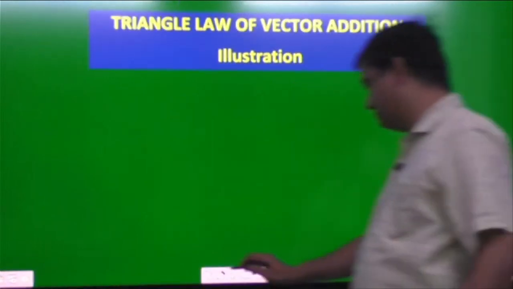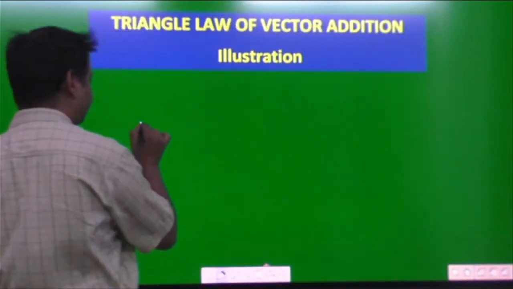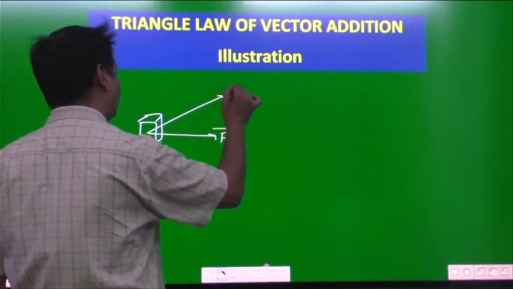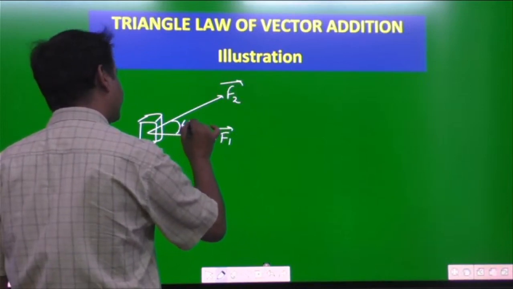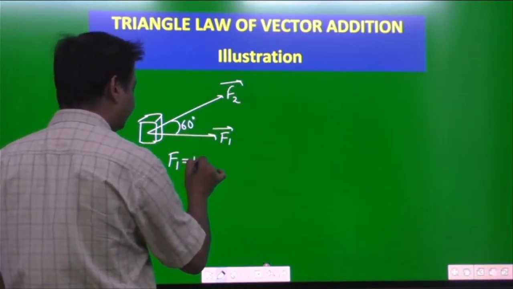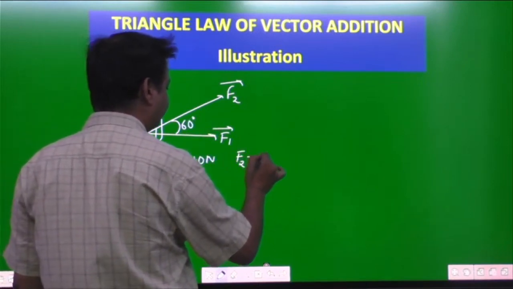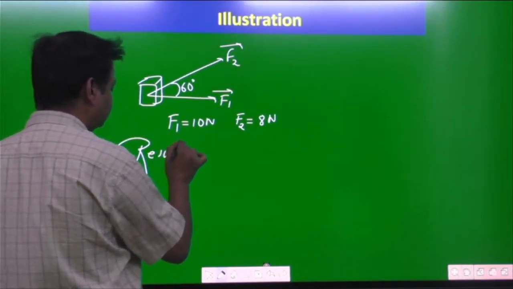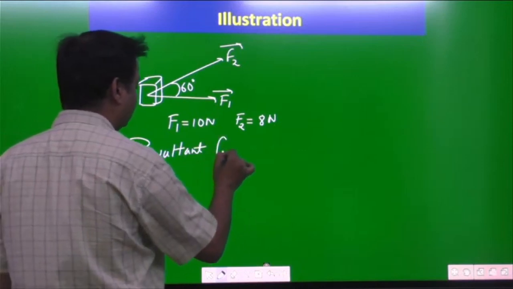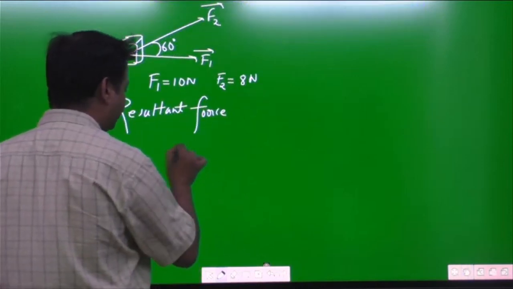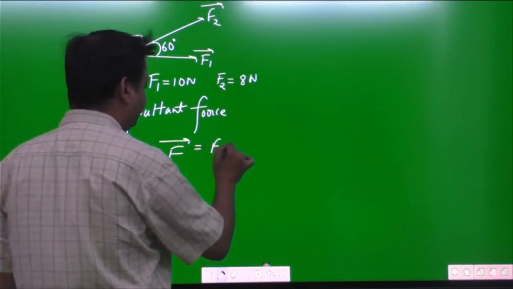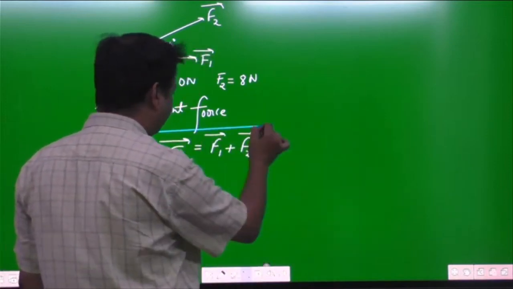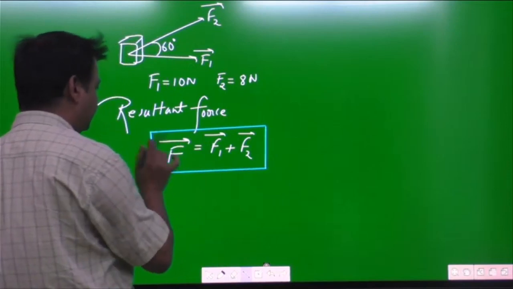Now see one illustration. Suppose there is a box and two forces are acting on the box, F1 and F2. The angle between the forces is 60°, the magnitude of F1 is 10 Newton, and the magnitude of F2 is 8 Newton, okay? And we have to find the resultant force. Say the resultant force is F. So F will be vector F1 plus vector F2, correct? This is the notation of how we write, and we always write the vector addition like this, no matter what the angle between them is.